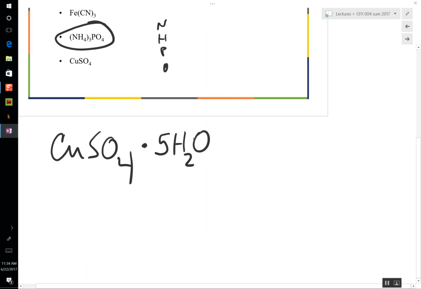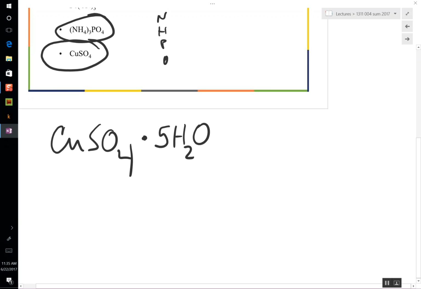This is a hydrate. Copper sulfate, it has a dot there. This is copper sulfate pentahydrate. That's what this is called. This one up here is anhydrous copper sulfate. It has no water of hydration in the crystals of the copper sulfate. This one does have water trapped in the crystals, and it does have an implication for the molar mass of this.